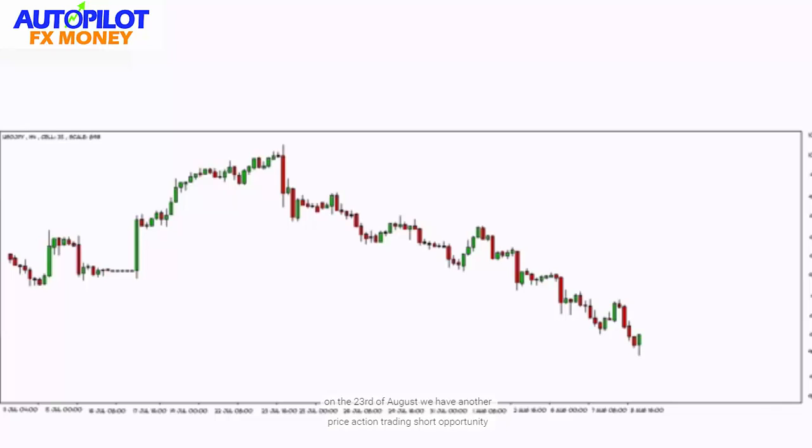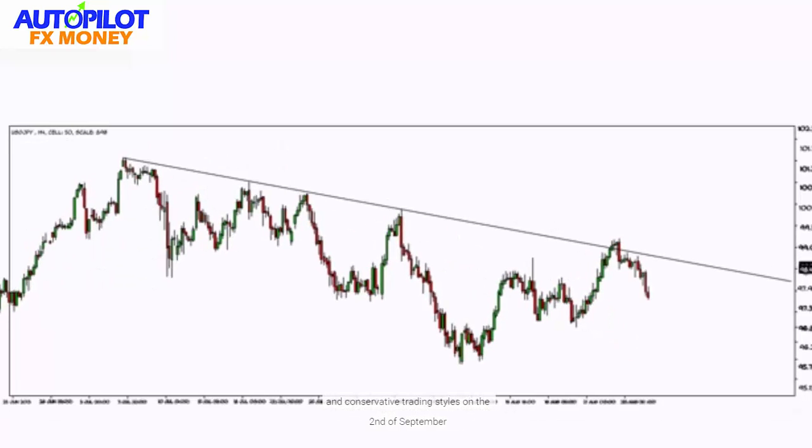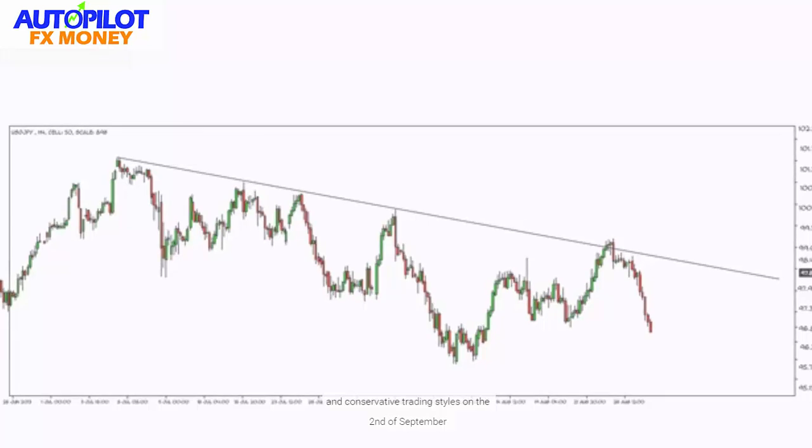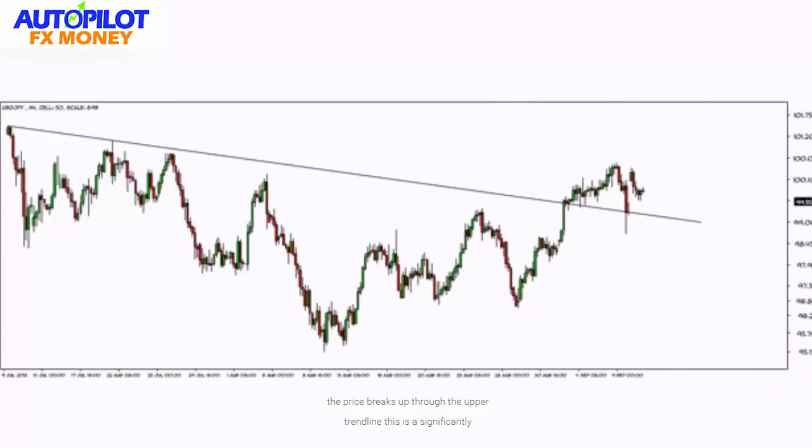On the 23rd of August, we have another price action trading short opportunity just like we had on 19th of July. It produces a winning trade for both the aggressive and conservative trading styles. On the 2nd of September, the price breaks up through the upper trend line. This is a significantly bullish development, as this trend line is held for a pretty long time. The safest way to trade trend line breakouts is to wait for the price to return to the trend line, and then enter in the direction of the original breakout.